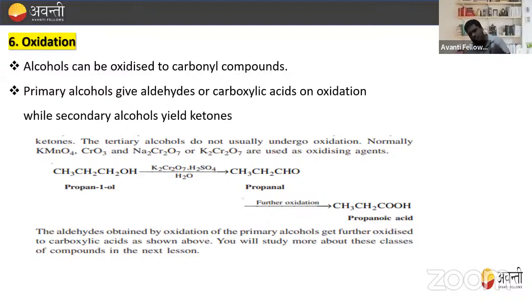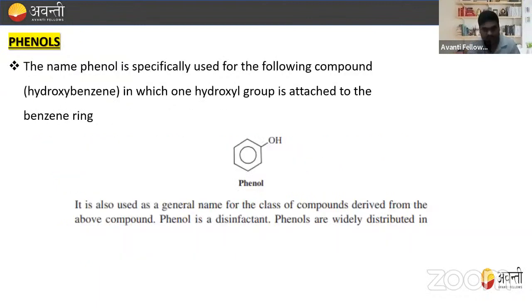So, if you want to stop this at the aldehyde level, we are going to study this in the next chapter: we have to add a reagent like PCC and PDC that can stop the reaction at the aldehyde level only, right? So this is all about the alcohol.